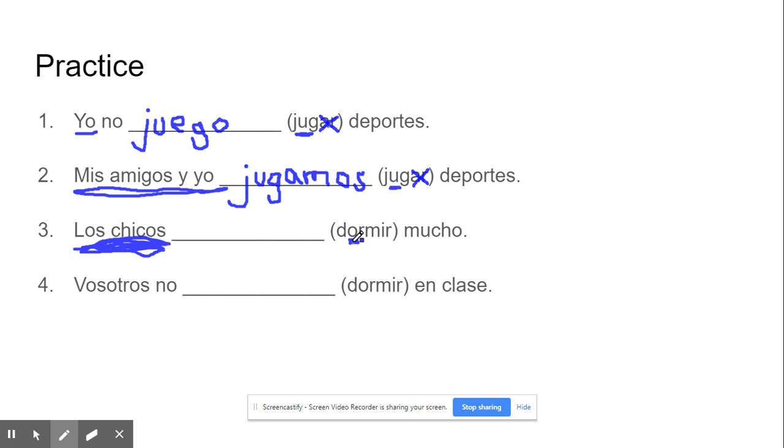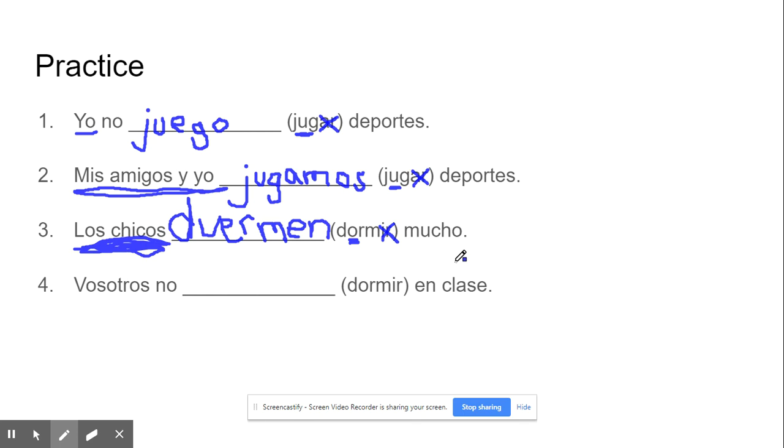Remember that O changes to a UE. So that's going to be D, U, E, R, M. And our ending was IR. So the ellos form ending of IR verbs is EN, duermen. There we go, duermen. Los chicos duermen mucho.